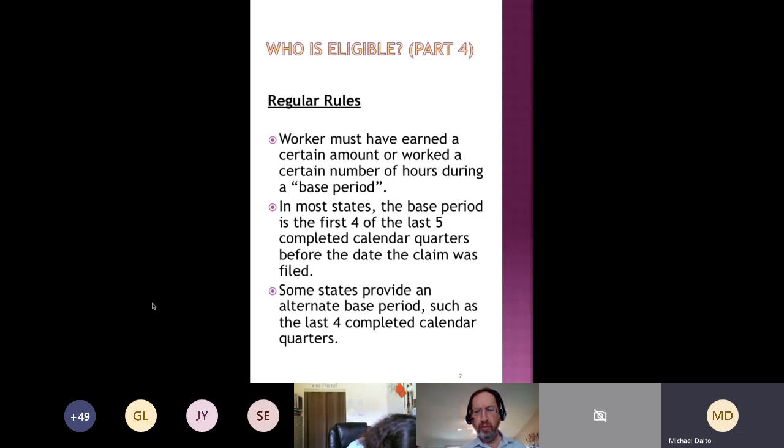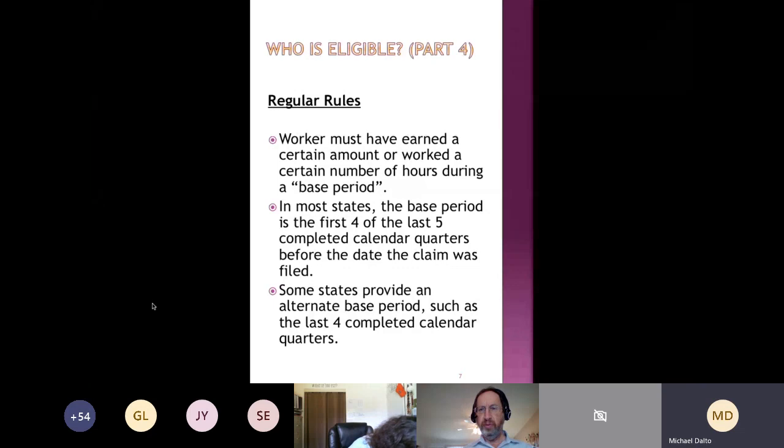Let's use the current month as an example. Suppose we were operating under the regular rules and a person applied for UI in the month of April 2020. Well, the last 5 completed calendar quarters would have been January 2019 through March of 2020. If you count that up, that's 5 quarters, each quarter, of course, being 3 months long. The base period would be the first 4 of those 5 quarters, namely January 2019 through December 2019.